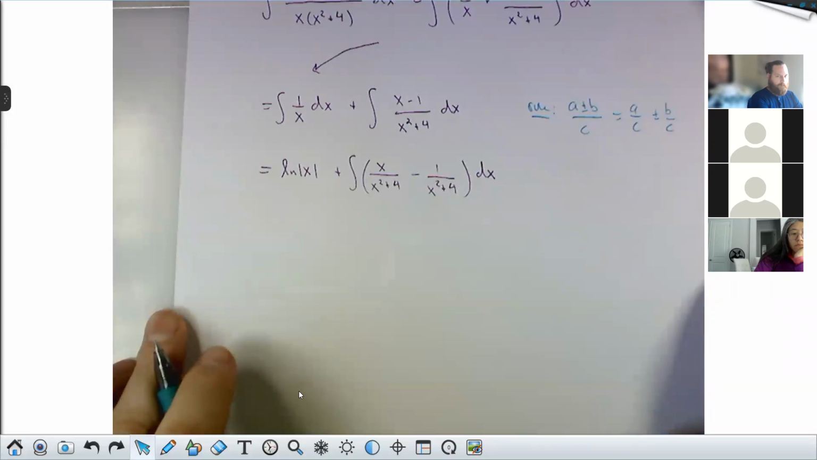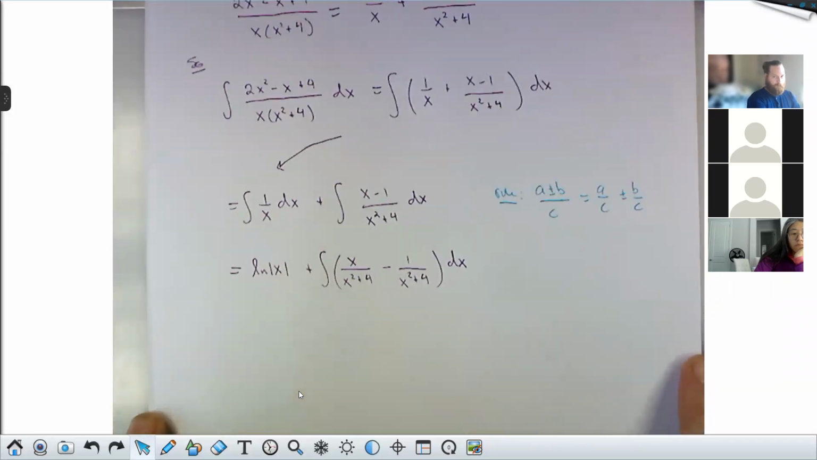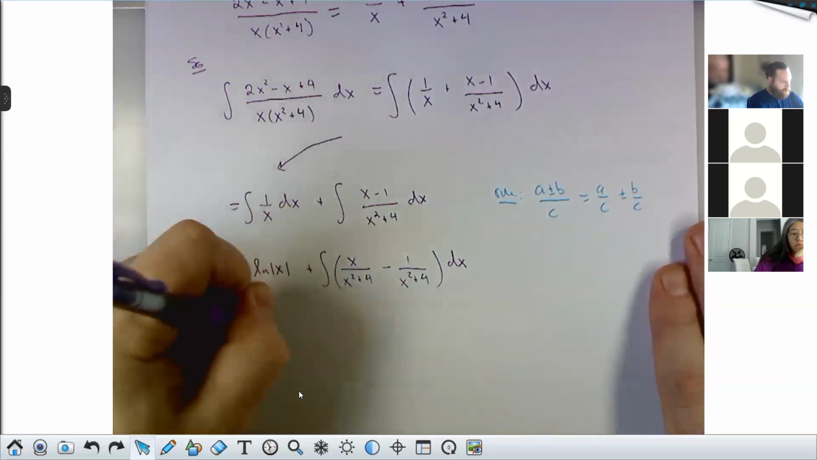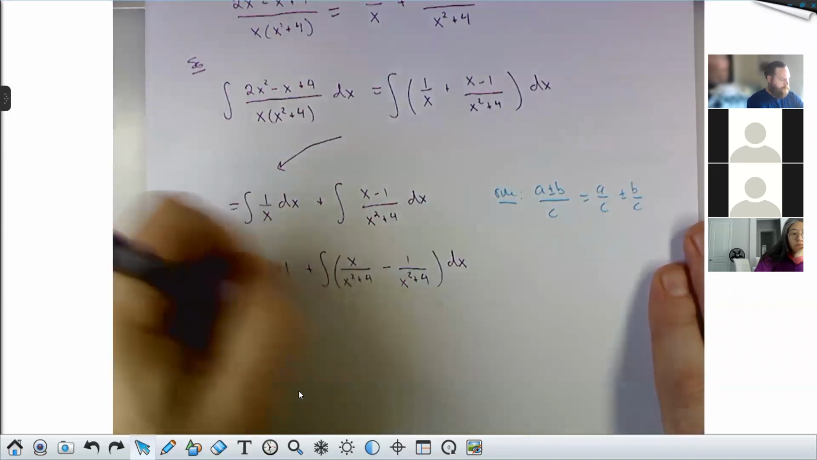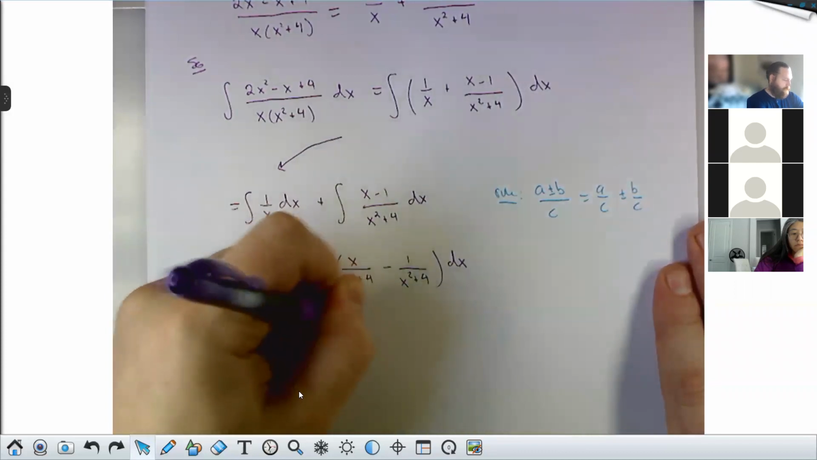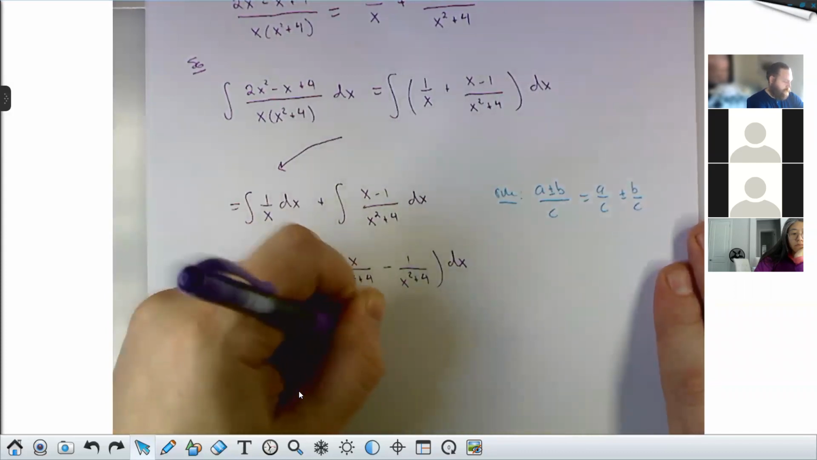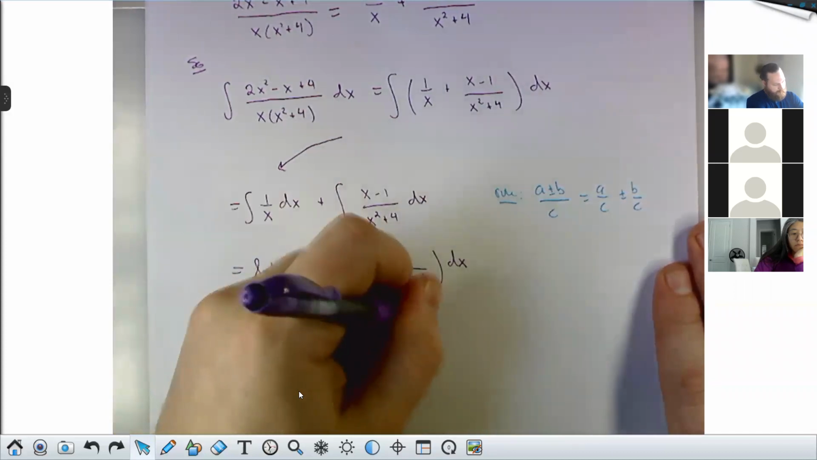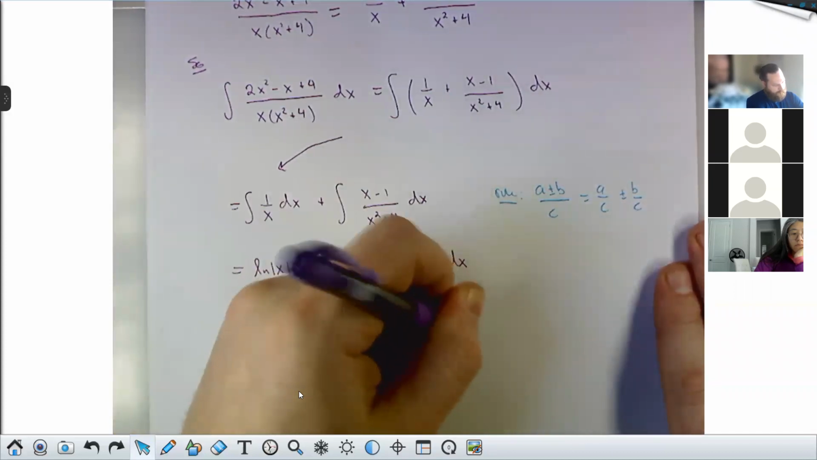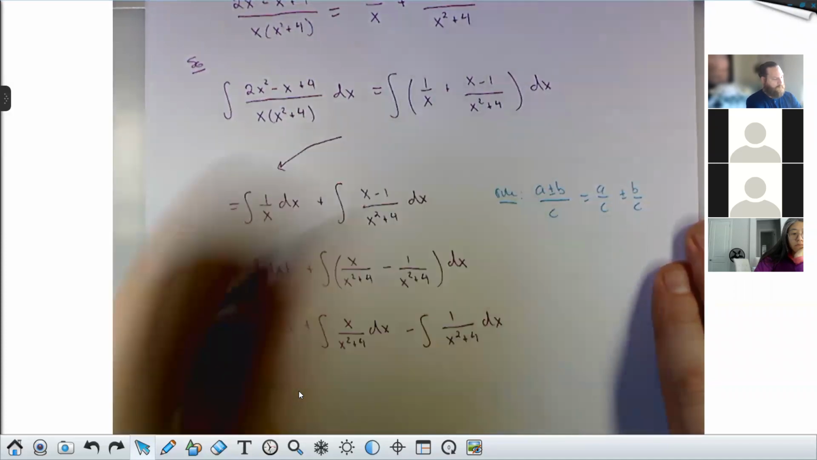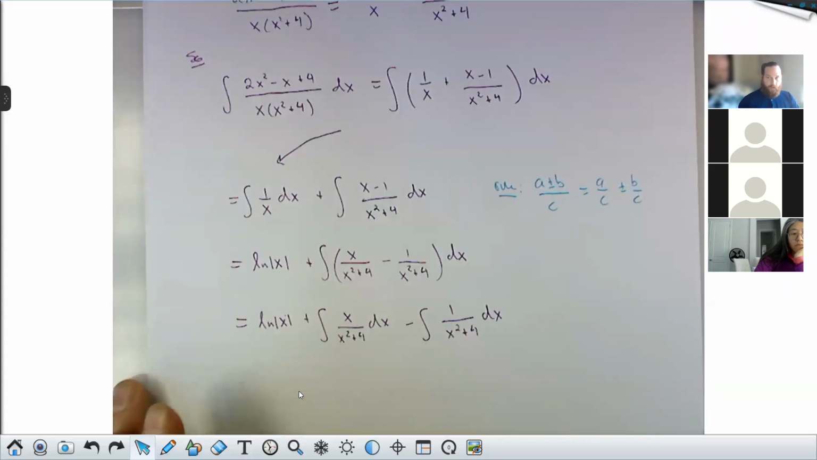So now we just need to figure out how to integrate x over x squared plus 4. So I can split this up, of course. All right, so now ln absolute x plus the integral of x over x squared plus 4 dx minus the integral of 1 over x squared plus 4 dx. One of these should be very, very fast. Well, I mean, one of them you don't need to do any work on. The other one you do need to do a little bit of work on. What is this?